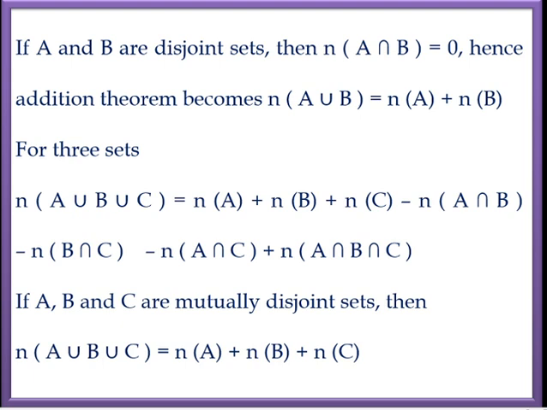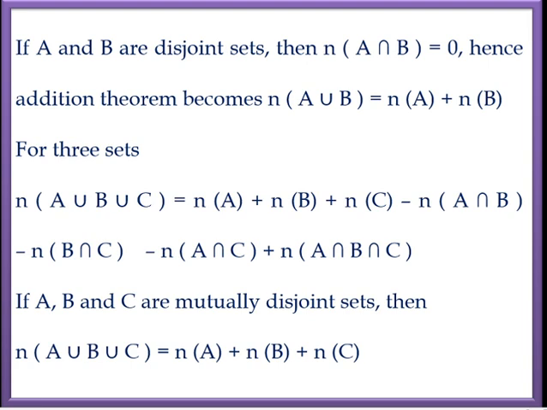Suppose there are three sets A, B and C. Then you have to remember this formula: n of A union B union C is n of A plus n of B plus n of C minus n of A intersection B minus n of B intersection C minus n of A intersection C plus n of A intersection B intersection C. In this case also, if sets A, B, C are mutually disjoint, then what will be n of A union B union C? Clearly n of A plus n of B plus n of C.